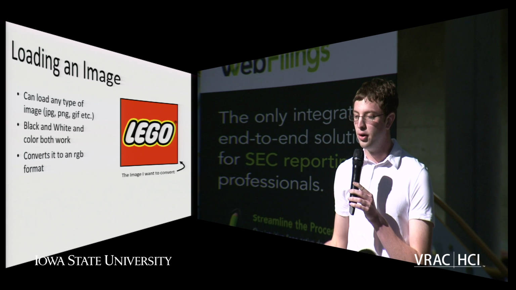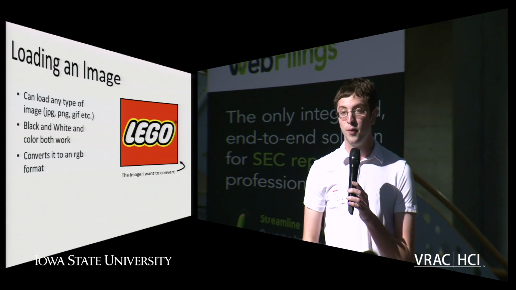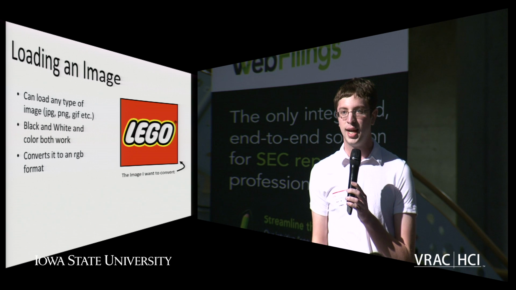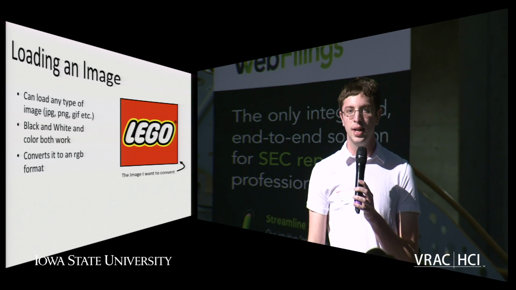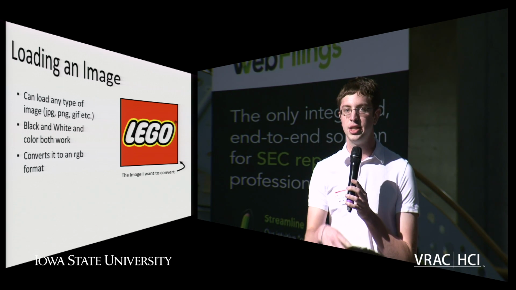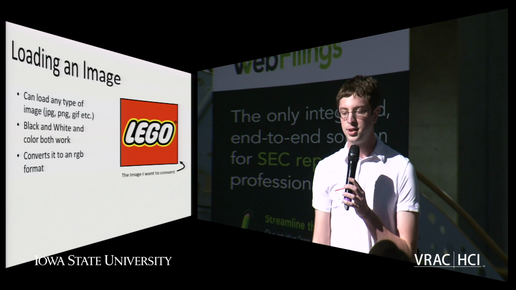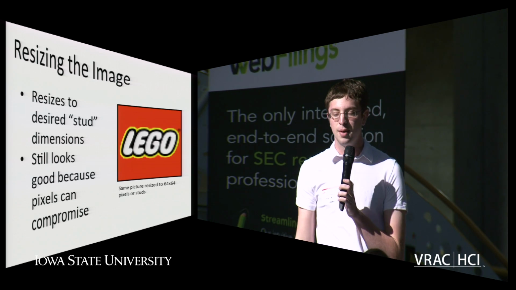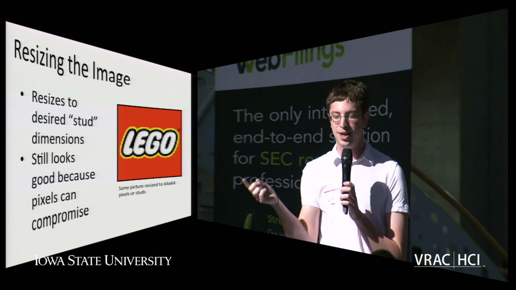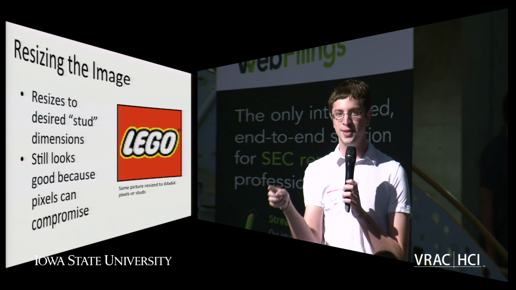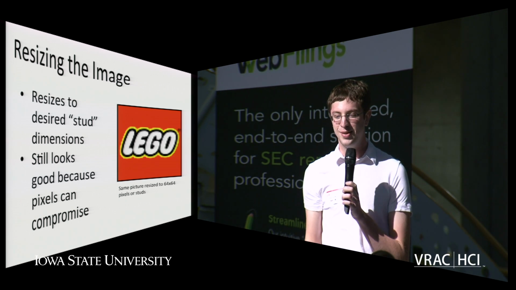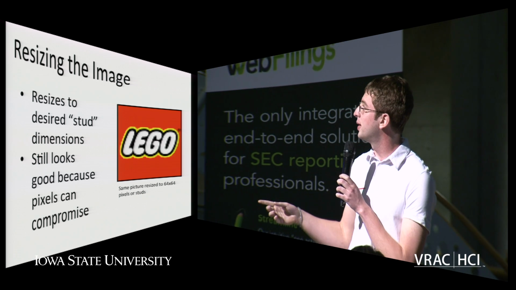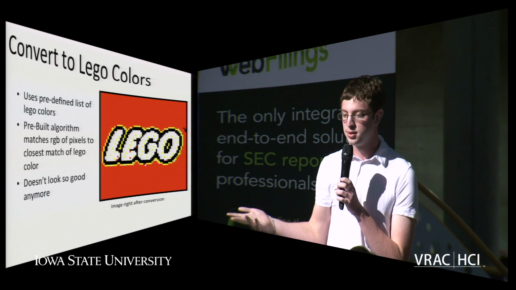So we're going to talk about loading an image now. You can load any type of image, JPEG, GIF, or PNG file, and it all works. Black and white and color also work. The first thing it does is convert it to an RGB format, which is the matrix. After that, we resize the image to however big you want it to be out of Legos. Let's say you want a 64 by 64 Lego mosaic, so you resize it to 64 by 64 pixels. And this image still looks good because it's compromised the color of the pixels.